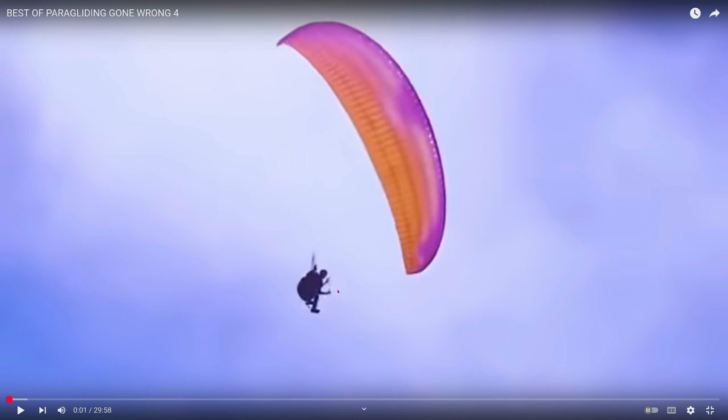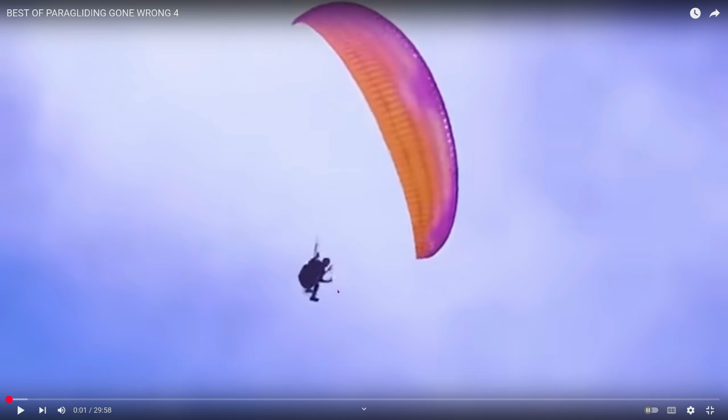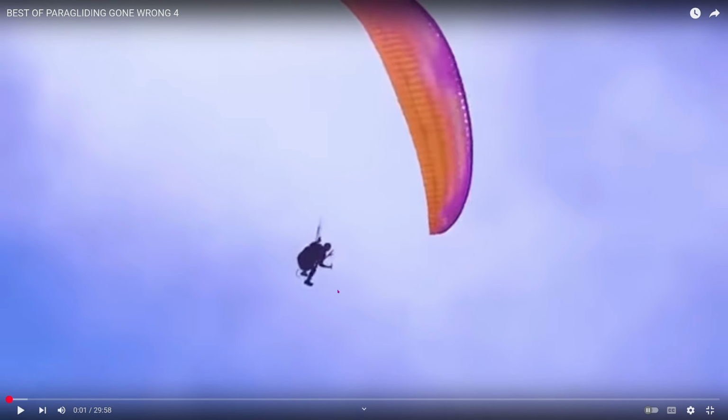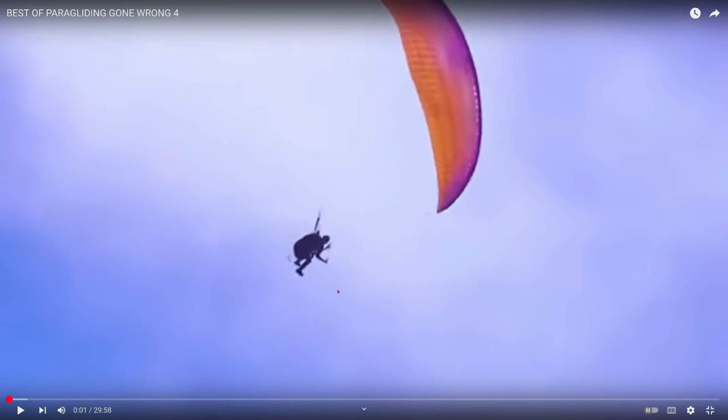So this is a moment where actually you should already have a lot of brake applied, but it doesn't happen here for one of those reasons. And then what happens is the wing goes to the front, and once it's too much in the front, it collapses.